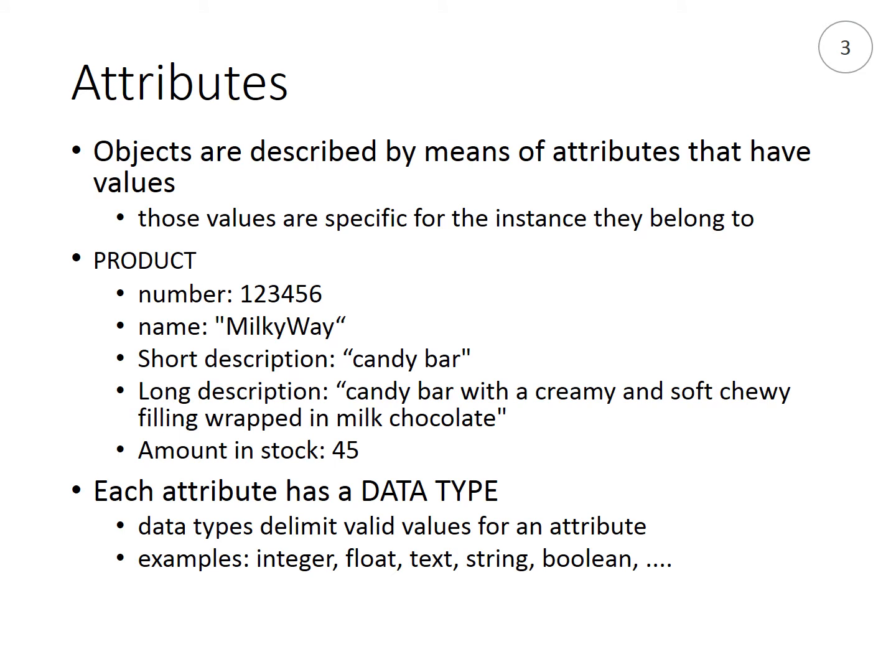Moreover, each attribute has a data type. So it means that the values that can be given for a particular attribute can be constrained. You can give a type like integer, float, text, string, boolean. So for example, in the above example of product, the attribute number has been defined as of the type integer. So the value that you give to number needs to be a whole number. On the other hand, the long description has the data type text, so it means that you can give a whole text as value for the long description.